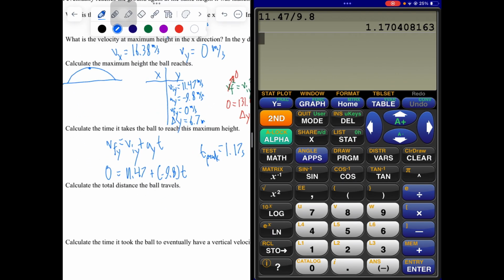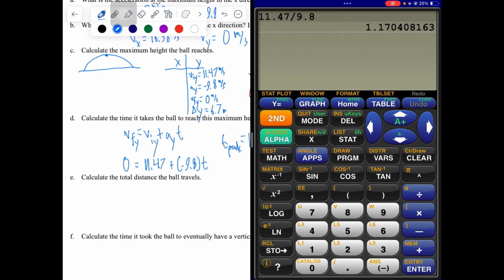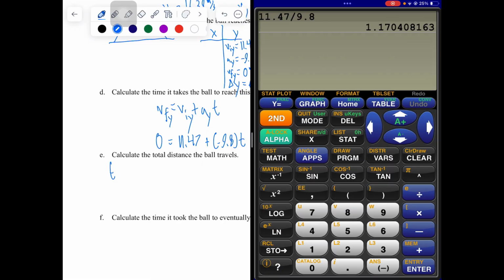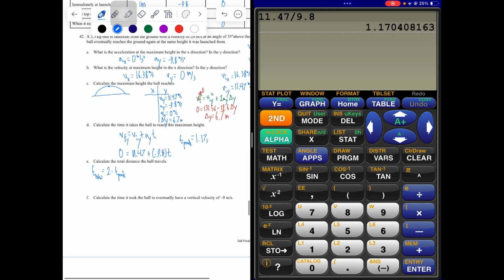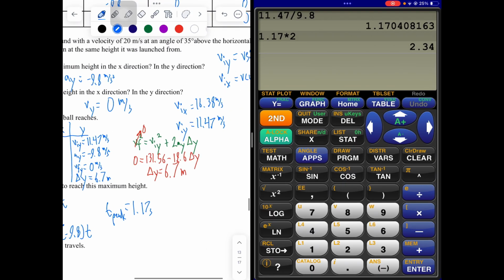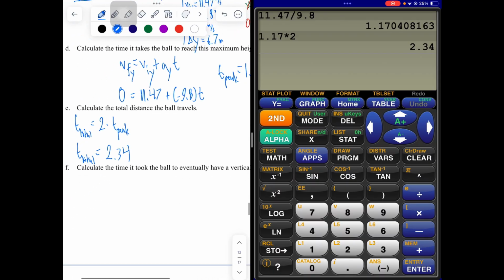Total distance. You want to use the total time. Since we're landing at the same height we were launched from, we know the total time is just going to be double the peak time. So, take that value, 1.17, multiply by 2. The total time, 2.34. In the x direction, we know that initial velocity, 16.38.